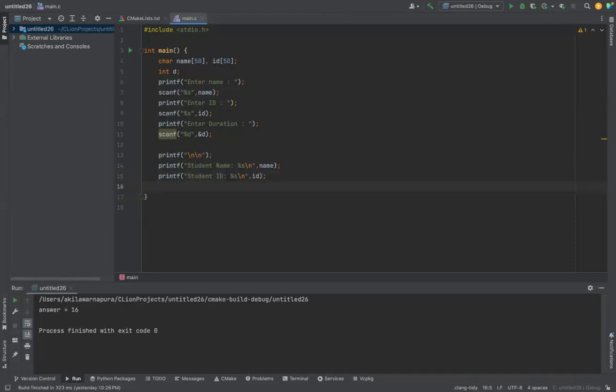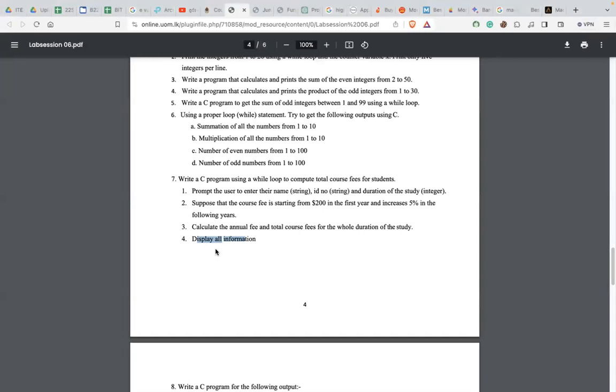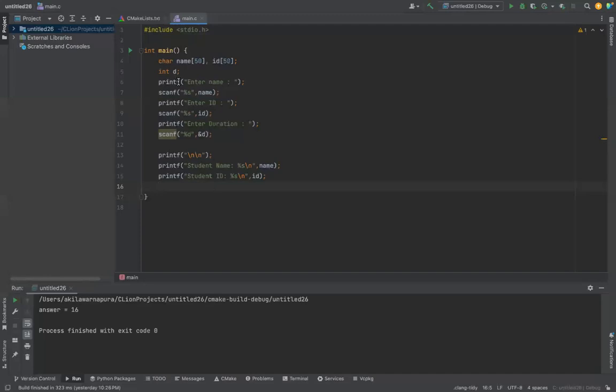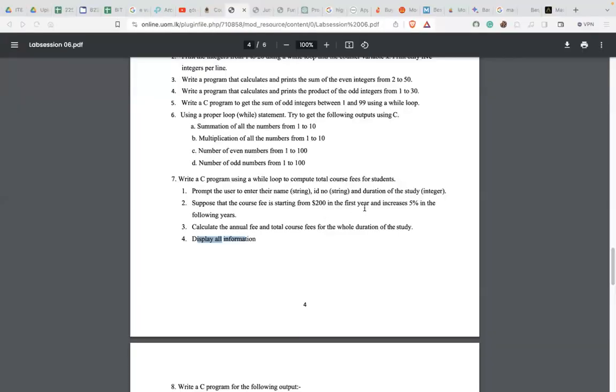And next, we need to provide the course fees. So first we will declare a variable for the course fees. Usually, the course fee starts from $200. So we could use an integer type variable, but once you increment by 5%, sometimes there can be floating point numbers. I don't know whether floating point numbers will be available or not, but it is better we provide the variable for the course fee as a float or double type variable.